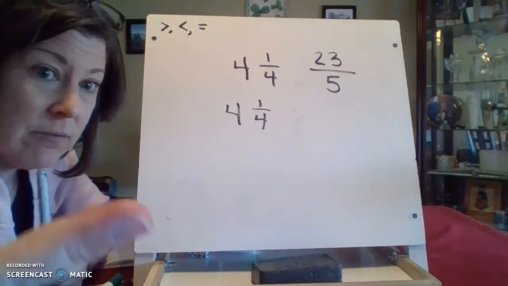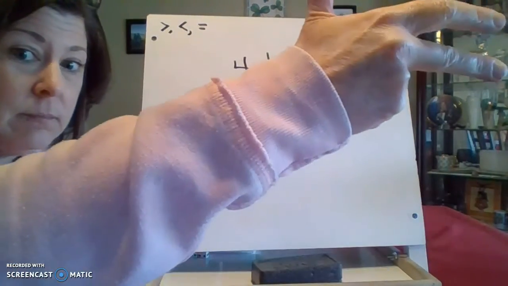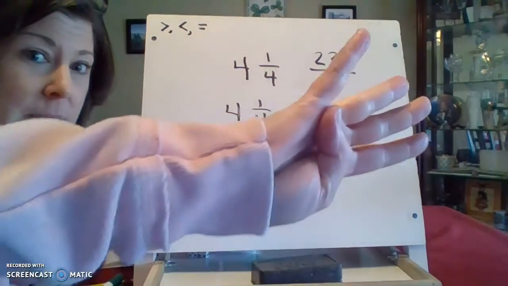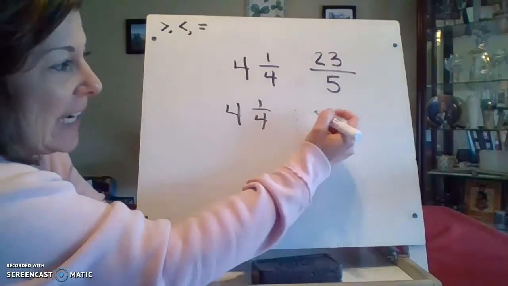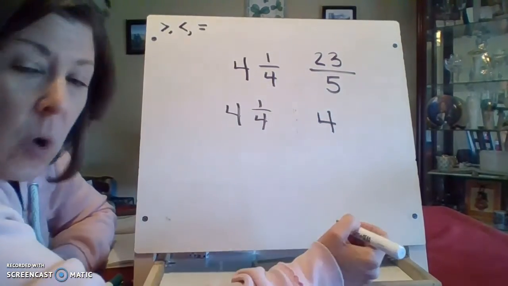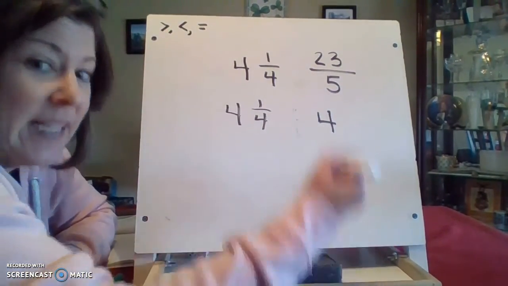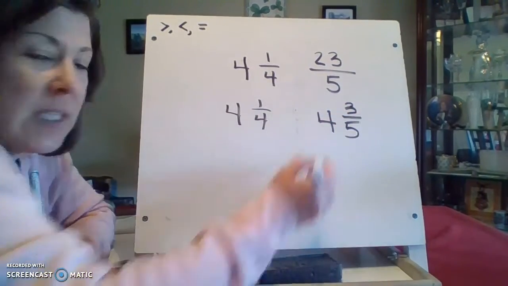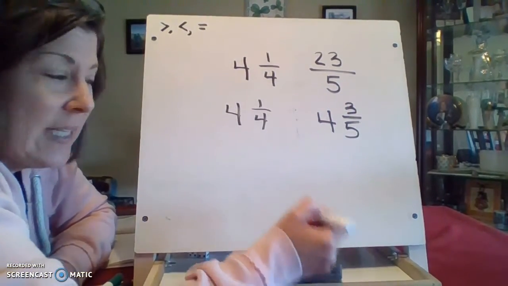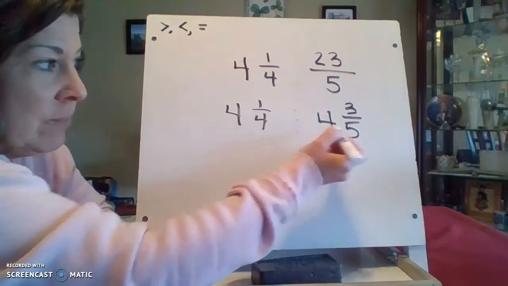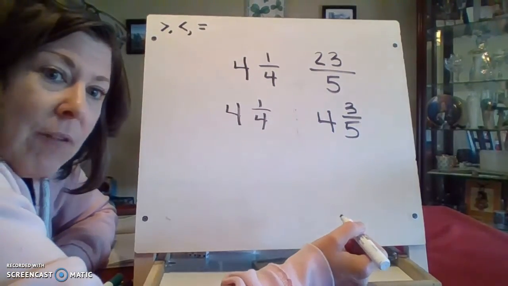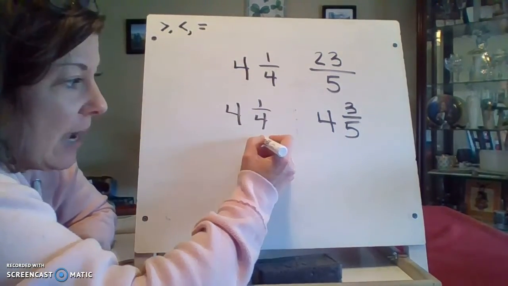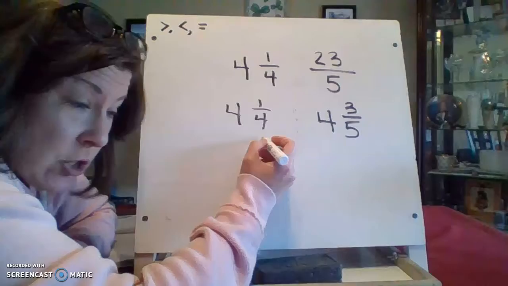5, 10, 15, 20. You see that? Maybe this way better. But that's 4 wholes, 20, and then I still have 3/5 left. So again, in this example, both of them have 4 wholes. So that means I'm going to compare the fraction part.